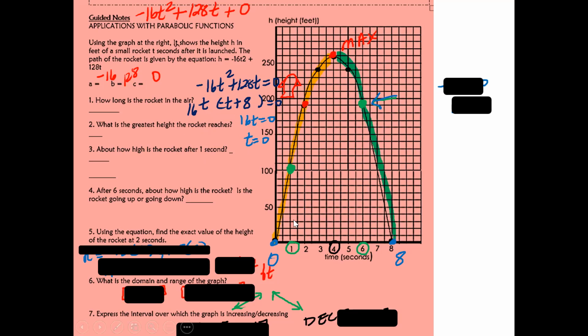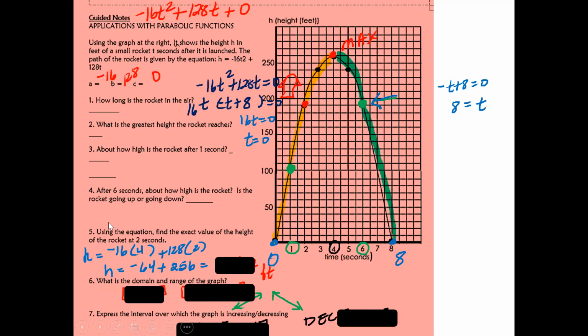And how high is the rocket after 1 second? At 1 second, it looks like it's about 100 feet. After 6 seconds, it is right about 190 feet. And then, of course, using the equation, exactly what is the value of the height after 2 seconds? So if t equals 2, I could look at the graph, and it looks like maybe it's 190 feet. But to make sure, we don't just want to assume it's 190, because when you're launching a rocket, you want to be absolutely precise to the thousandth decimal. So let's put in 2. Whenever you see a t here, you replace it with the 2.